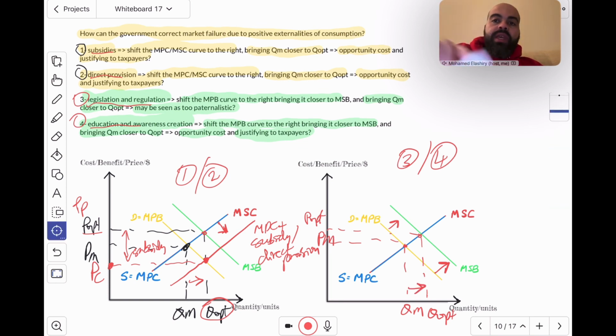So remember, subsidies and direct provision will affect supply. They increase supply, okay? And they make the product cheaper, all right? Legislation and regulation will target demand in the case of merit goods, and they shift the MPB curve closer to the MSB. But the end result is the same. Both categories, or all 4 solutions, aim to bring QM closer to Q opt, aim to close this distance due to the underallocation, aim to encourage allocating more resources to the provision of this good or service.